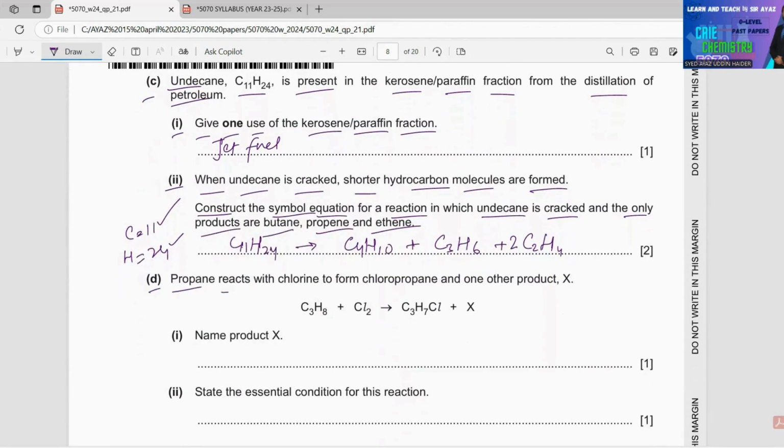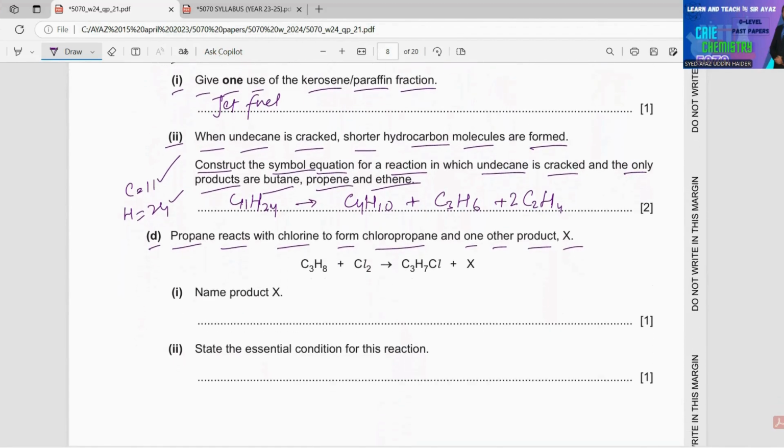D. Propane reacts with chlorine to form chloropropane and one other product X. C3H8 plus Cl2 gives C3H7Cl plus X. Number 1, name product X. Now this is a substitution reaction which takes place in the presence of ultraviolet light. So the other product obtained must be hydrogen chloride.